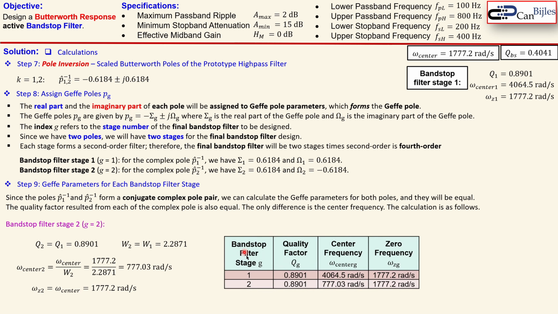And now we have here the summary. So this is the band stop filter stage 1 and 2. Quality factors are equal to each other. Center frequencies are different. Why? Because the first one, omega center 1, was multiplied by this W1, and now we also divided that. So we have now two different center frequencies. The zero frequency for each stage is the same, which is equal to the center frequency here.